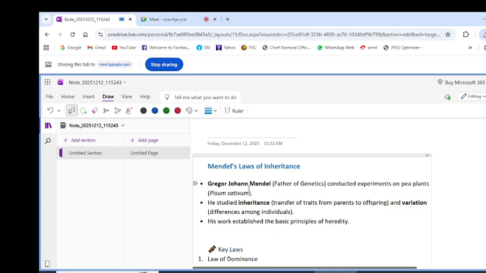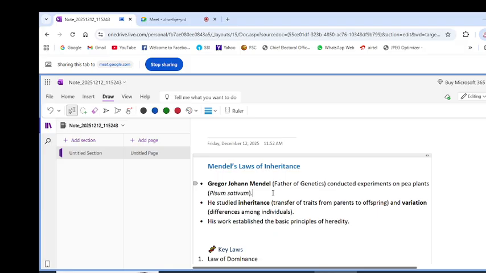Because of Gregor John Mendel, who formulated these laws, we came to be aware of inheritance, variation and genes. So now we are in an advanced mode. First we should know who Gregor John Mendel was. He was a botanist and a Christian monk, and because he formulated all these laws, he is considered the father of genetics.